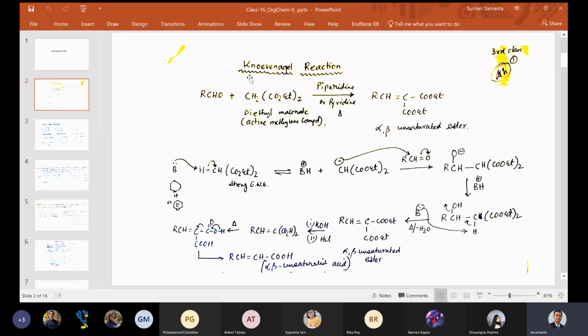This is where I am talking about. Here in Claisen ester you have CH3COOEt. In Knoevenagel you have CH2(COOEt)2. So you just put another COOEt. Got it? Understood? That is the only change. And then you take an aldehyde, or you can take also a ketone, not a problem. And then if you take a base, what you get is basically a dehydration.